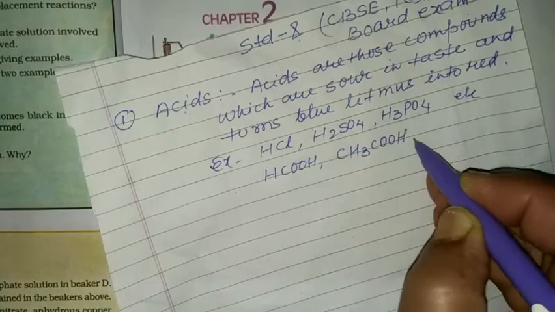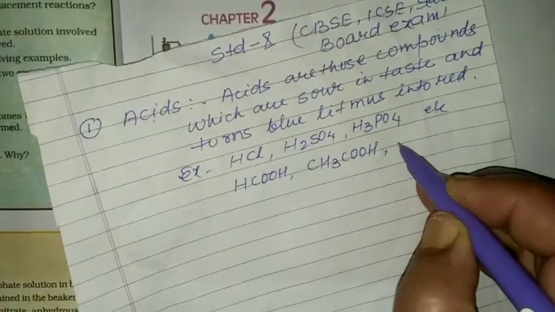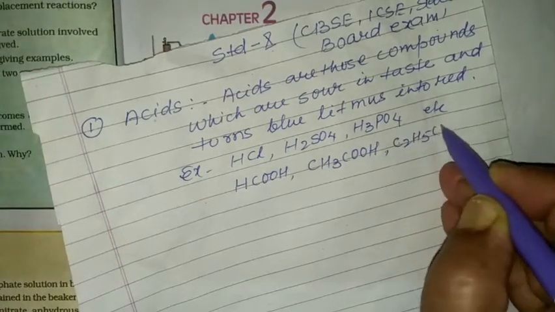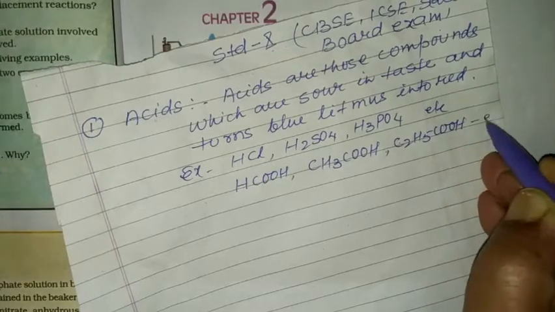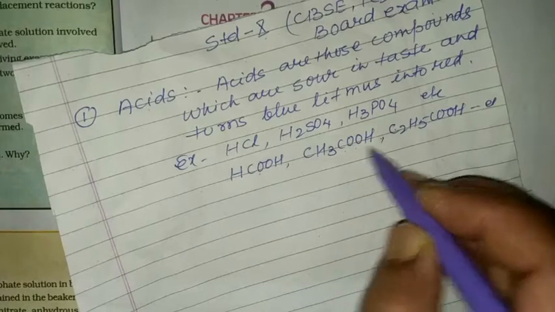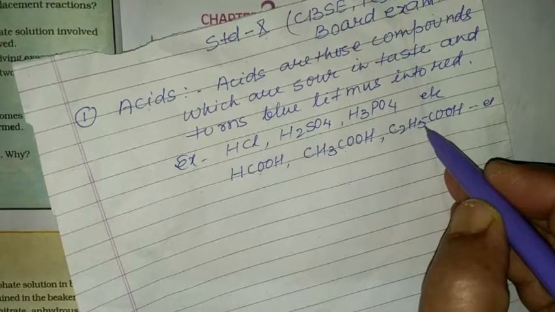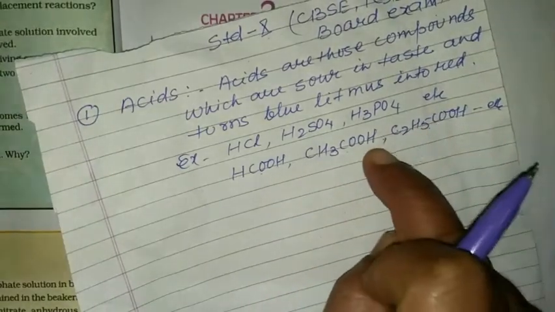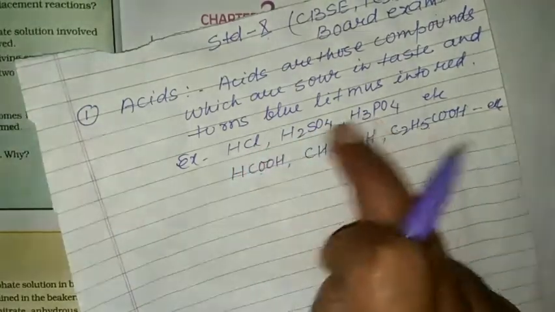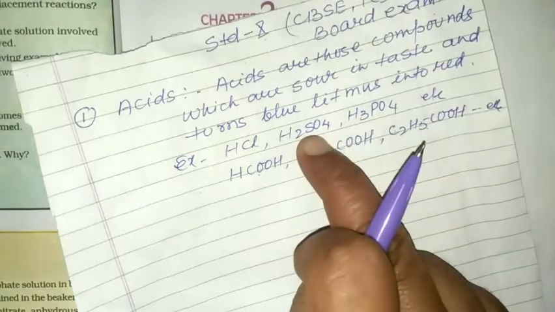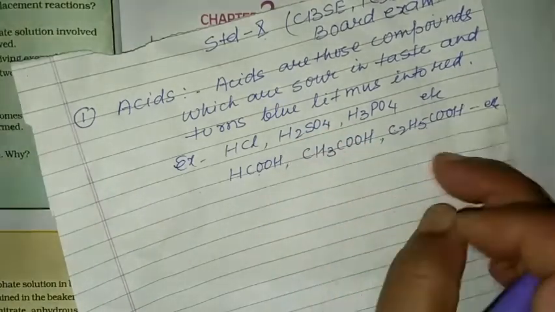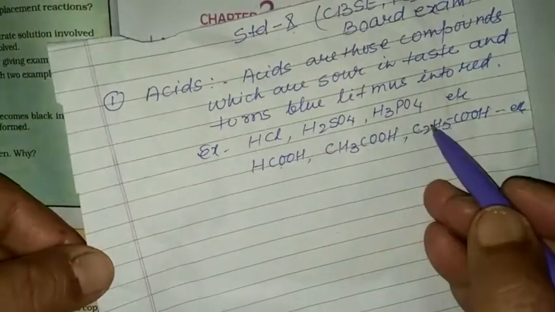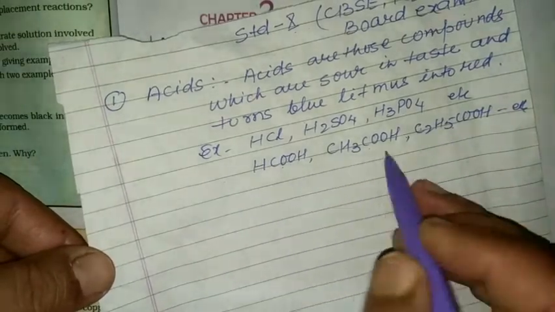These you will also learn in organic chemistry, and I will teach you. Like C2H5COOH, these are the formulas of formic acid, acetic acid and propanoic acid. These organic acids are weak, but inorganic acids are strong acids. Why are they called strong? Later we will discuss it, when the point comes, I will explain in detail.